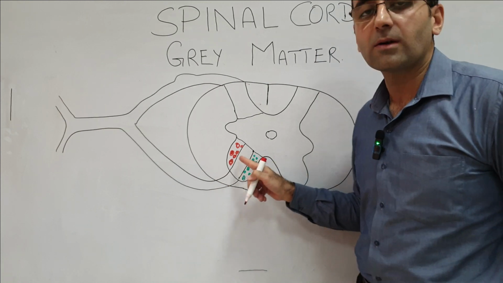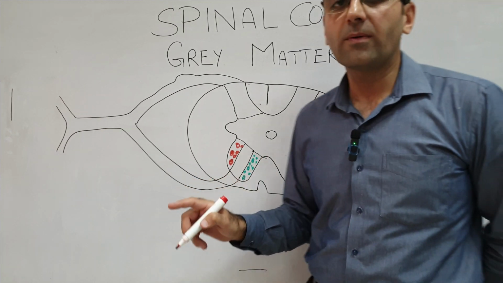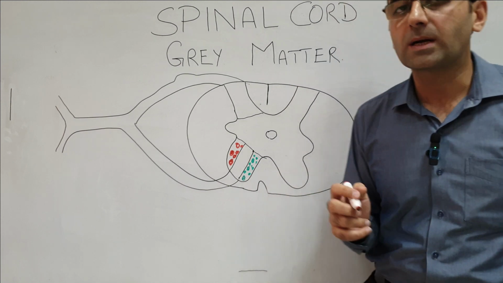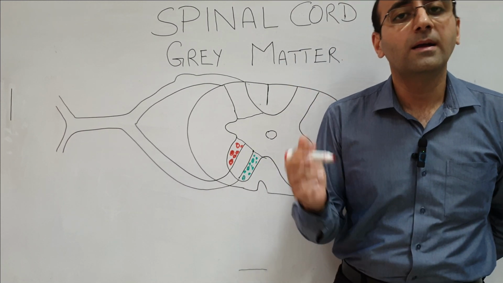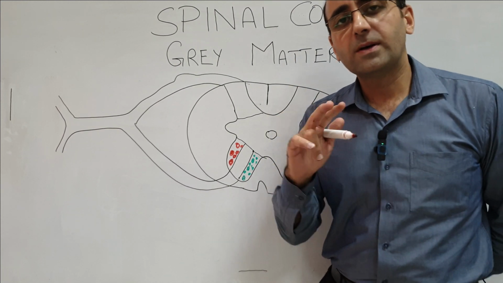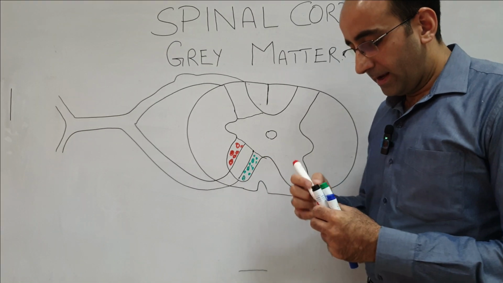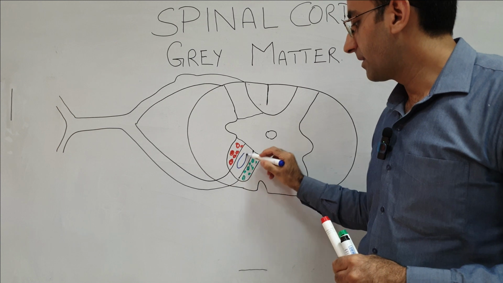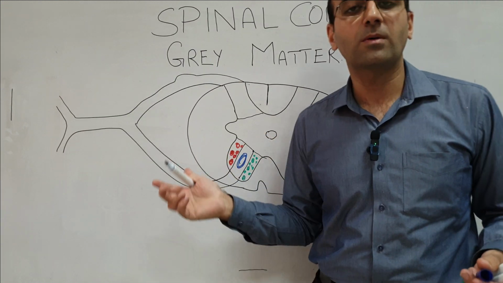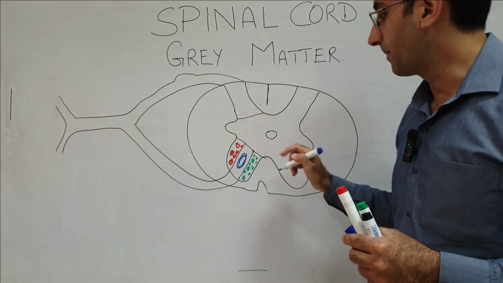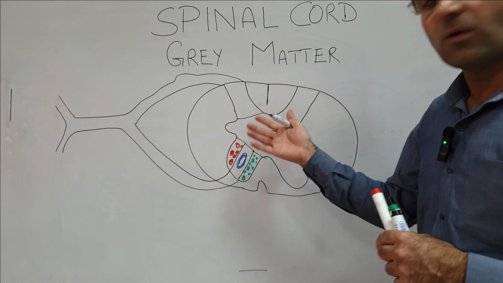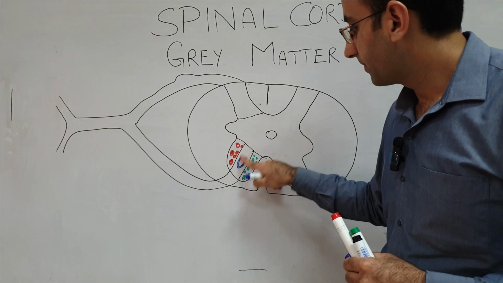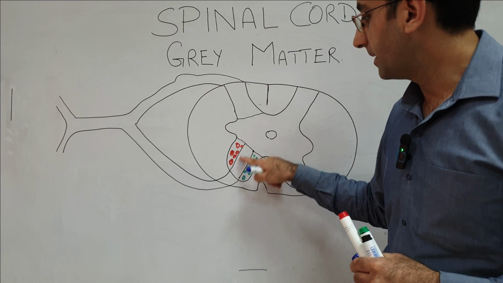Then coming to the central group of nuclei. The central group of nuclei is present in only two parts of the spinal cord. One is the cervical part and the other is the lumbosacral part. First we will talk about the lumbosacral part. In the lumbosacral part you find a large lumbosacral nucleus. The function of this lumbosacral nucleus is unknown and the exact location is also unknown. So we will just ignore it and move towards the upper part.